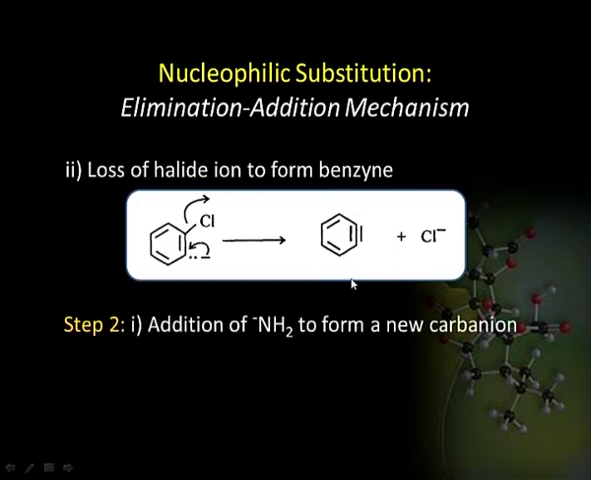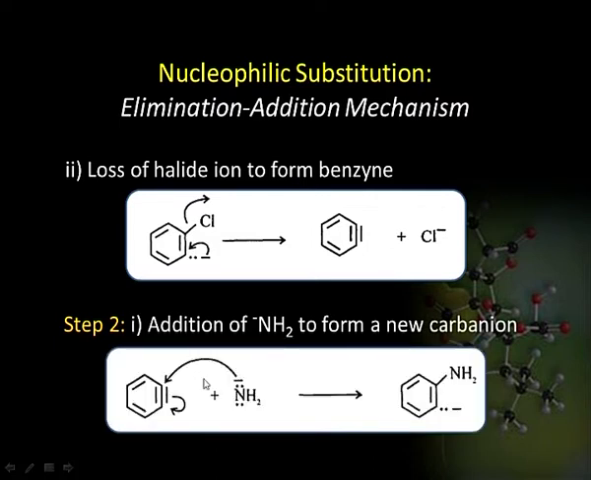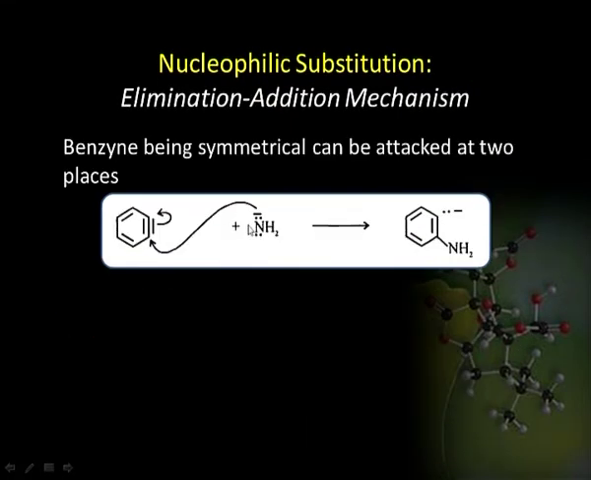The second step also has two stages. In the first stage, addition of amide to form a new carbanion. So, this is benzyne. Since there are two positions where this amide ion can attack, this amide nucleophile either attacks here and gives this anion, or there is another possibility that the amide ion, the nucleophile, can attack the other side of the benzyne, which is a symmetrical structure, and give rise to another product.